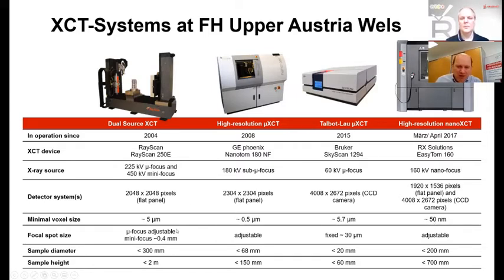The biggest parts we can investigate and scan with this dual source XCT. The sample height can be up to 2 meters and the sample diameter 300 millimeters, and maybe with the new systems we can also have 600 millimeter parts. The weight of the parts can be up to 80 kilograms. So 80 kilograms is a lot.